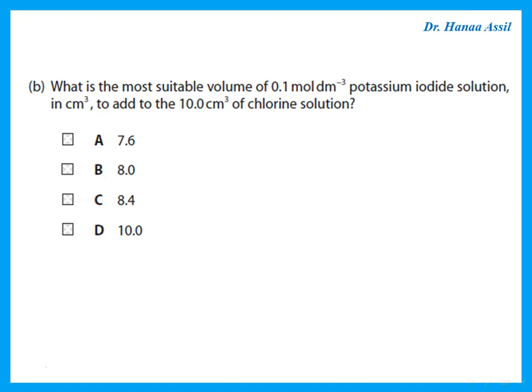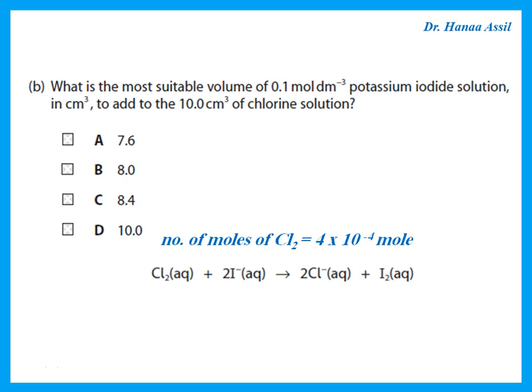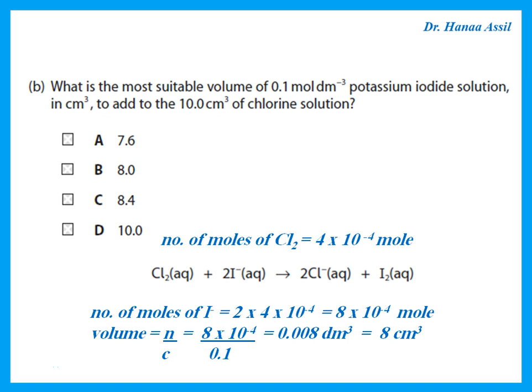What is the most suitable volume of potassium iodide solution that we need to add to 10 cm³ of chlorine solution? Okay, so he's asking for the volume of potassium iodide. We got that the number of moles of chlorine is this. And from the equation, the iodide should be twice the number of moles. So the number of moles of iodide is twice that. And that means the volume that I need exactly should be about 8 cm³.